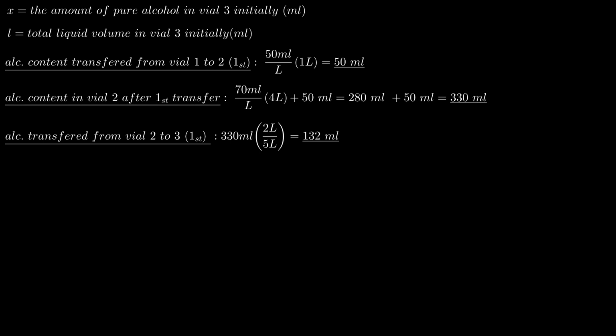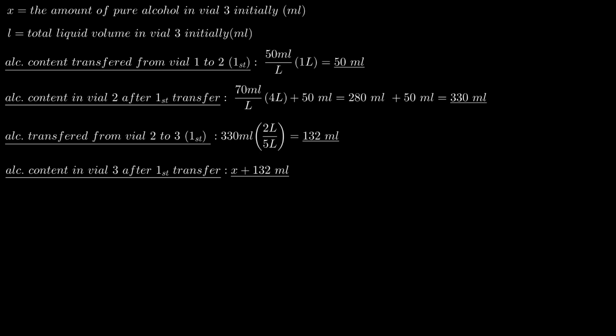Okay, here's where the fun starts. How much pure alcohol did vial 3 have initially? It was X, right? Since that was what we defined it as, and after the first transfer, the amount of pure alcohol vial 3 had was X plus 132 milliliters, correct? Okay, so now what do we do? What do the initial conditions say? They say that after the first transfer into vial 3 occurred, the alcohol concentration in vial 3 went up by 4%. So how do we formulate this mathematically?